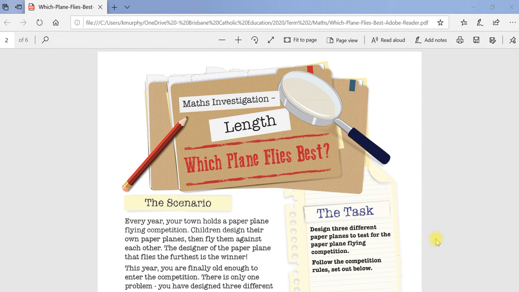Hi Year 3. This week for maths you're going to be doing an investigation, and it's going to be about length. The investigation is to find out which plane of yours flies the best.